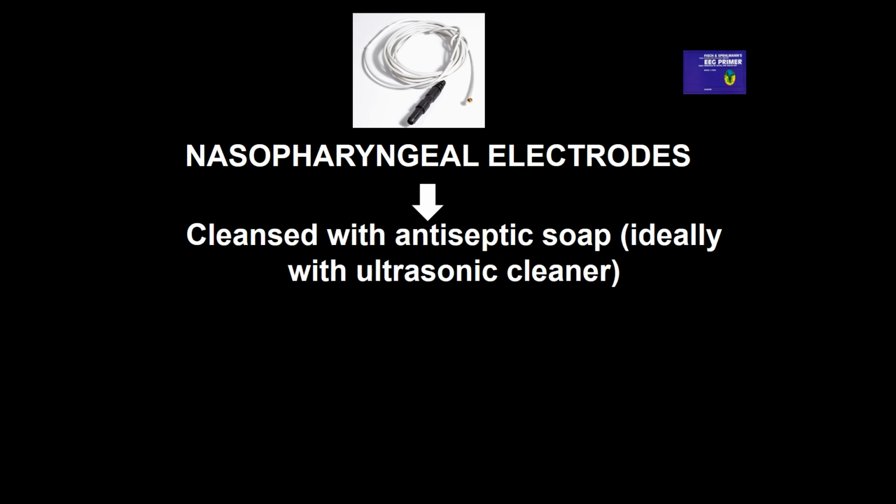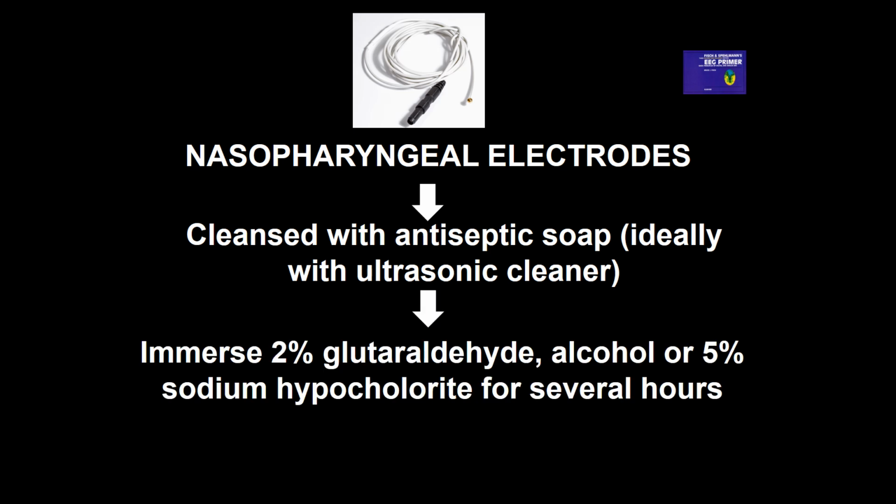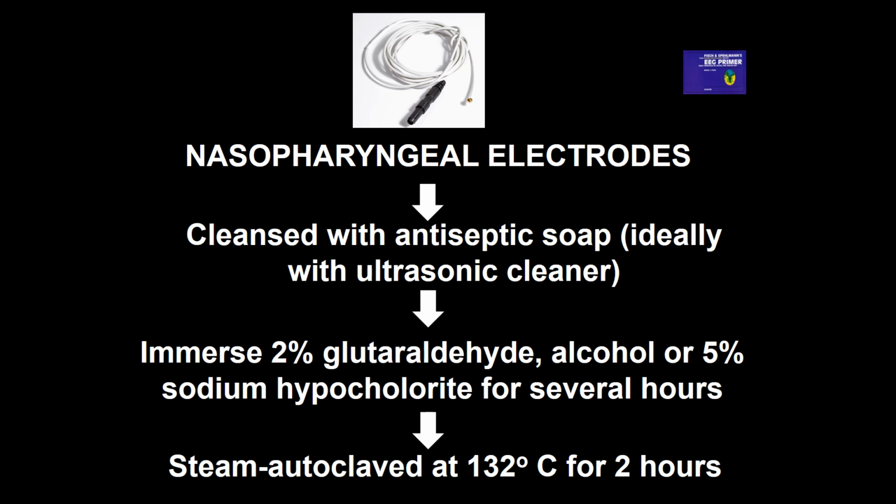In the case of nasopharyngeal electrodes, we should clean them in the same fashion, using antiseptic soap, ideally with an ultrasonic cleaner, then immerse them in 2% glutaraldehyde, alcohol, or 5% sodium hypochlorite for several hours, then steam them in an autoclave at 132 degrees centigrade for 2 hours.